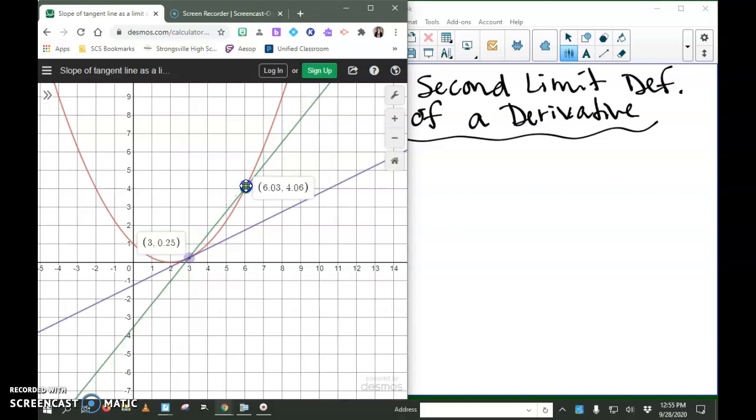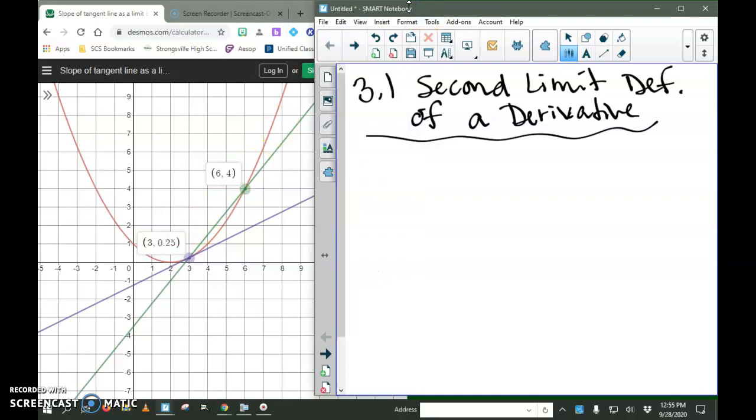Okay, well, there is another way to approach this. And the other way to approach this is to talk about the distance between these x values. Okay, so the first limit definition of a derivative talks about picking x values that get closer to the given x value, okay, as these x values approach a. The second limit definition of a derivative talks about the distance between these x values.